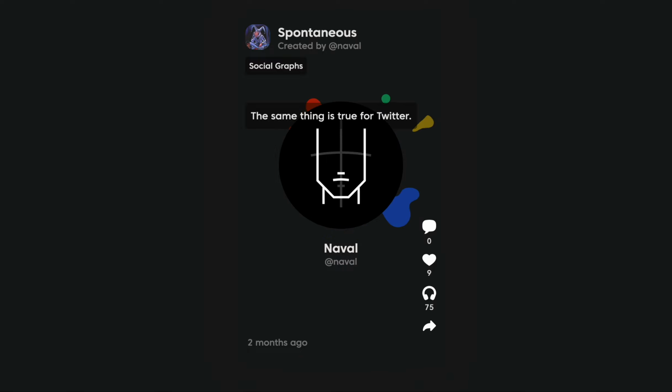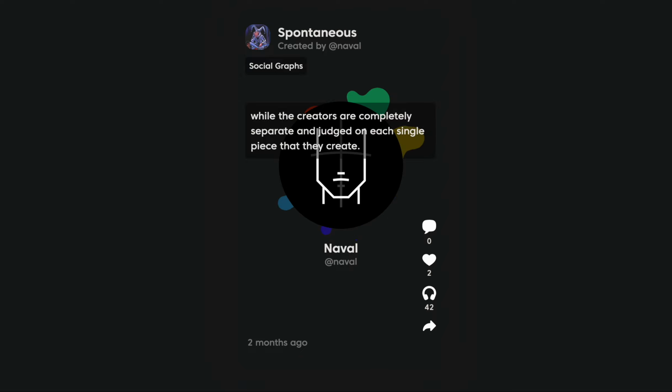The same thing is true for Twitter. The creators and the curators are very closely aligned. On something like Instagram, creators and curators might be two distinct sets. On TikTok, they are so far separated that the curation is better done by an algorithm, while the creators are completely separate and judged on each single piece that they create.